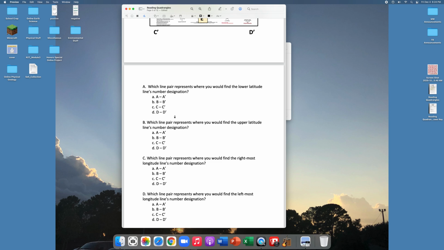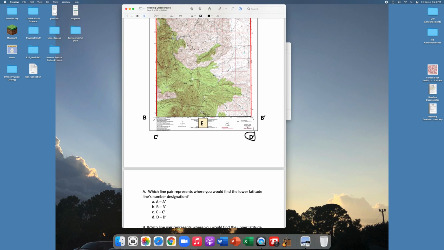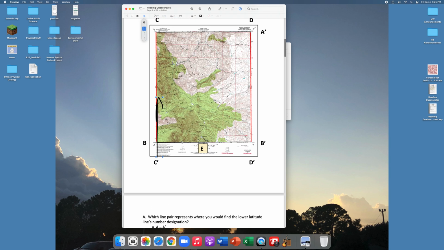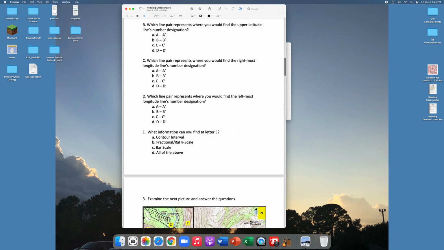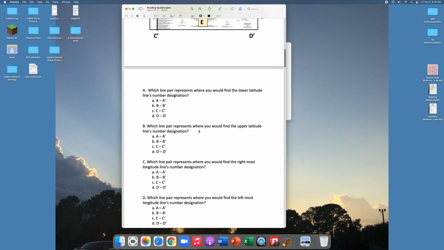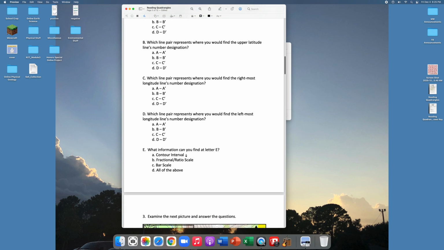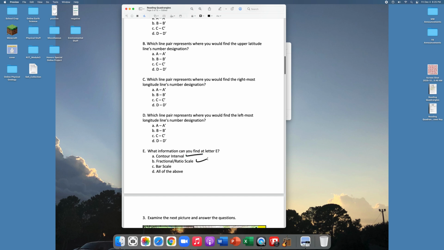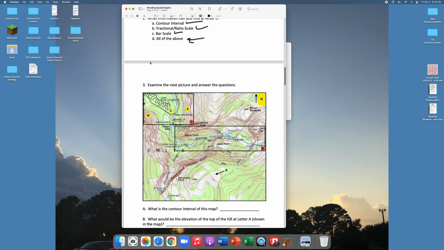Where do you find the rightmost longitude? Is D prime, which is this line here. So let me get rid of this stuff. And then, of course, the next question is going to ask you, where do you find the leftmost longitude, which is C prime, which is letter C. What information can you find at letter E? You do find the contour interval, and you do find the fractional bar scale and the ratio scale and the bar scale. So the answer is all of the above.